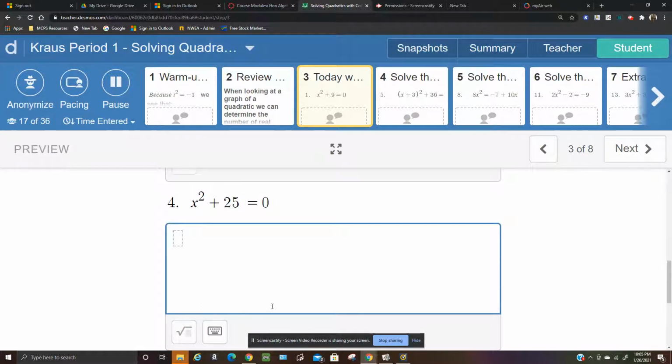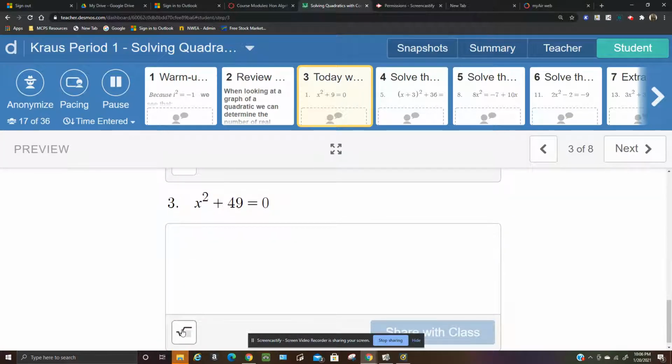Number 4, you want to subtract 25 from both sides. Take the square root of both sides. Pull an I out, and then take the square root of 25. Get plus or minus 5i.